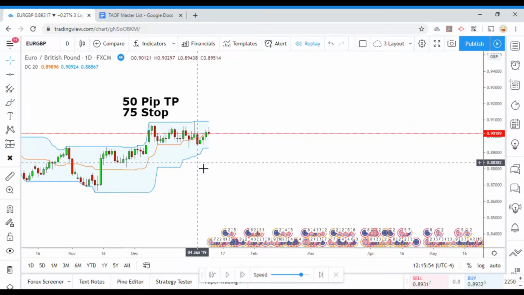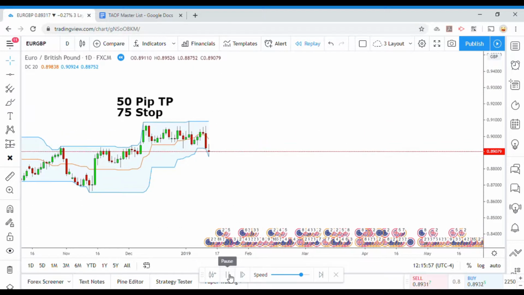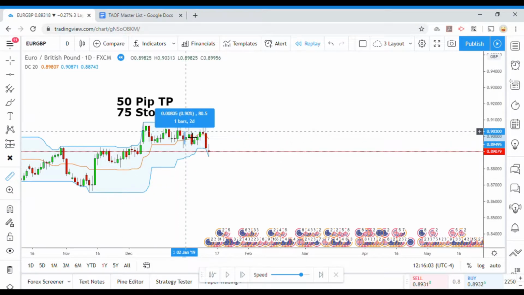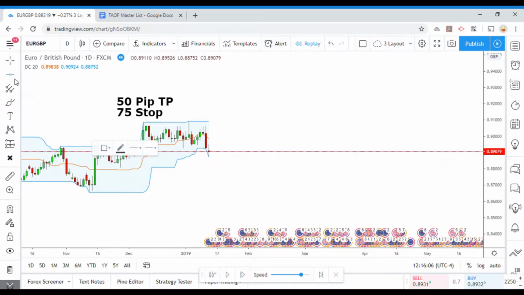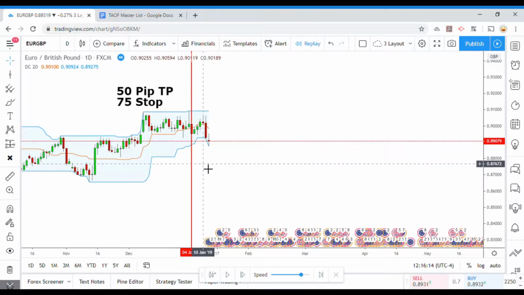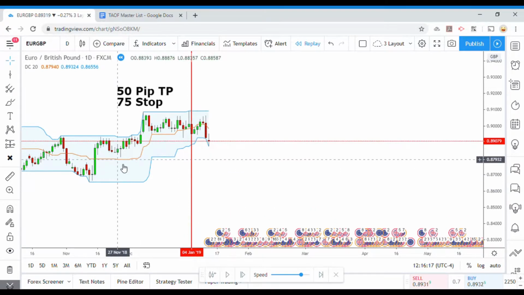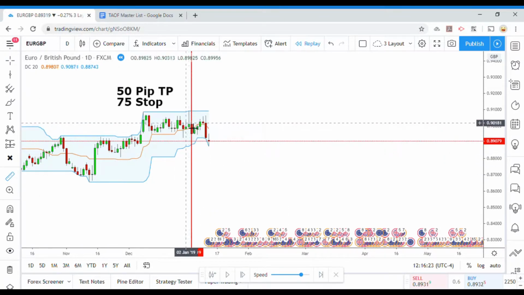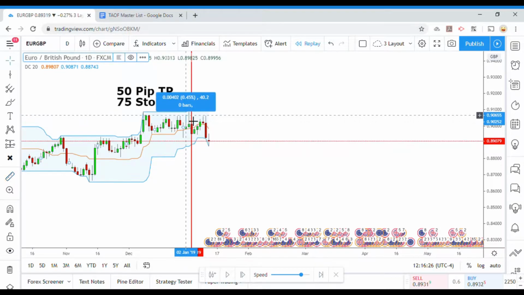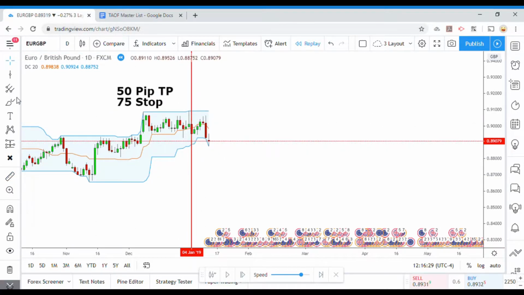All right, we had our first break right there to the downside, and it turned around, and I think it even hit the stop. It did. So that is going to be a loss there. Then it came back down and broke below again. I do not believe that would have given us the 50 pips. It did not. And so that would have been a loss there.